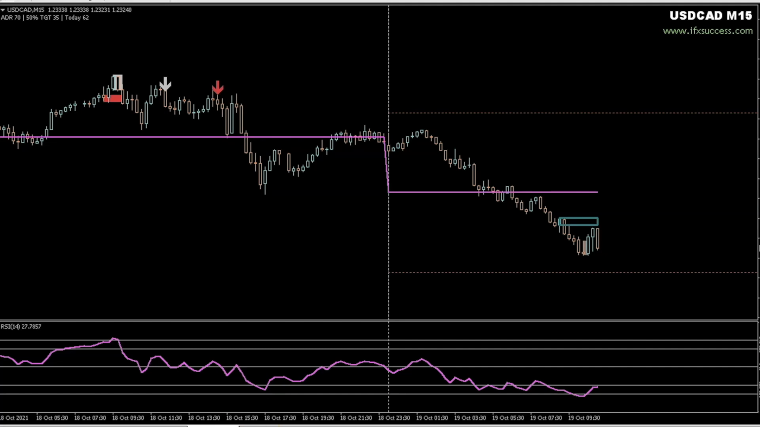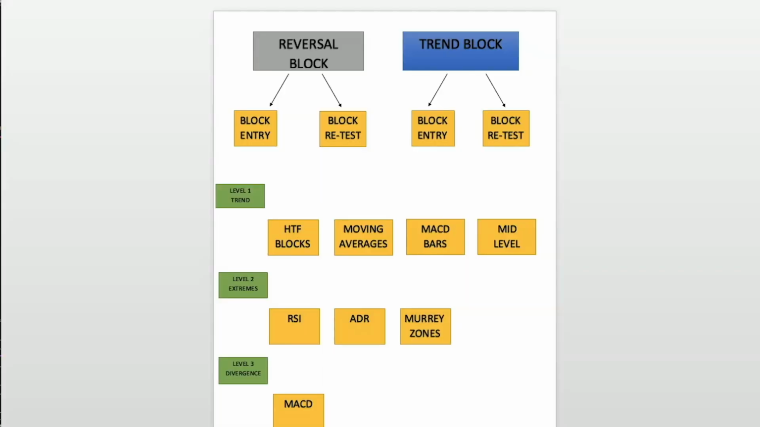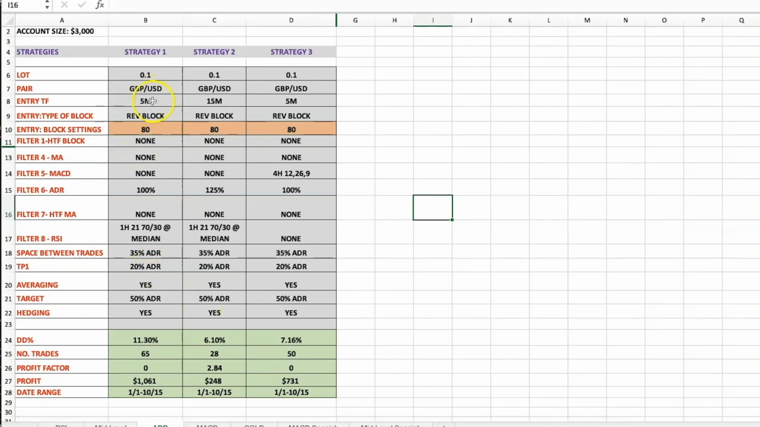All right, so we have here some calculations that I did. I did some back testing, pretty much just on 5 minutes. We did the reversal block, with the block settings on 80, and we chose the ADR starting at 100. So whenever it hits it or goes above it, it's going to give us an entry, right? And then for the RSI, like I was telling you before, we're not going to be using the same time frame as the entry. We're going to use a higher time frame RSI. So in here, as an example, we're using the 1 hour, 21 calculation for the average RSI, 70-30 at medium, and then the space between trades is going to be 35%. Take profit will be 20%, and if we have any averaging, it will be around 50%.